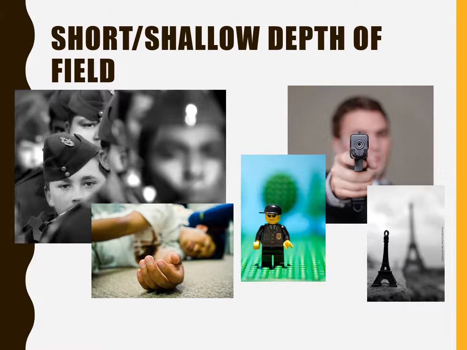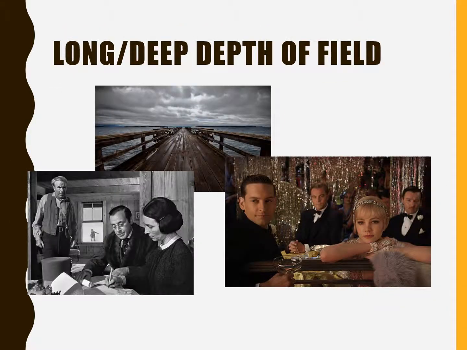These are all what we call short or shallow depth of field because we're using focus to manipulate viewer attention, right? So there might be a shot you have in mind where you want to make sure that you use a shallow depth of field to highlight, say, whatever's in someone's hand or the cock of their eyebrow or the barrel of a gun, right?